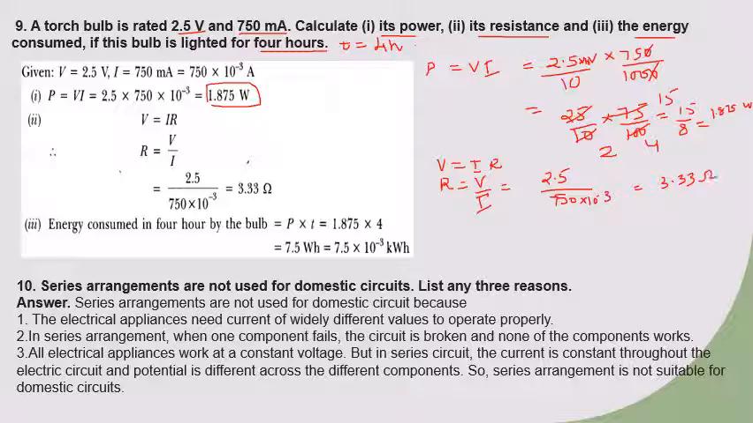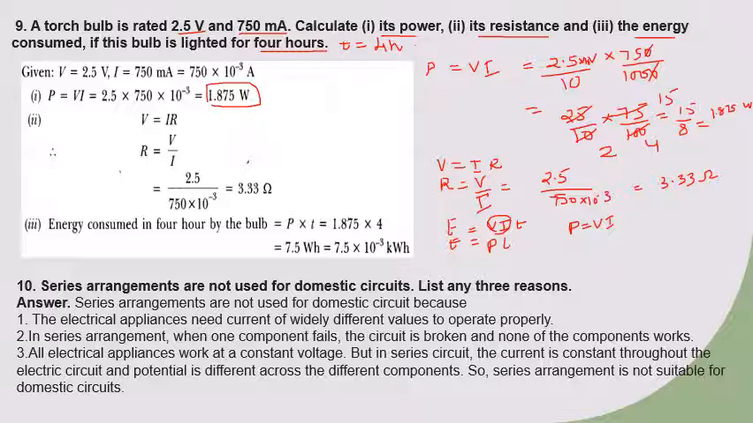Now the next part is we have to find out the energy consumed. We know that energy consumed is equal to V into I into T. What is VI? VI is nothing but power. P = V × I, right? So I can write E = P × T.